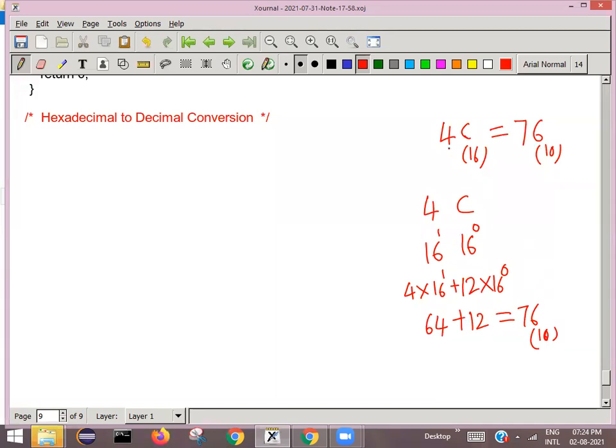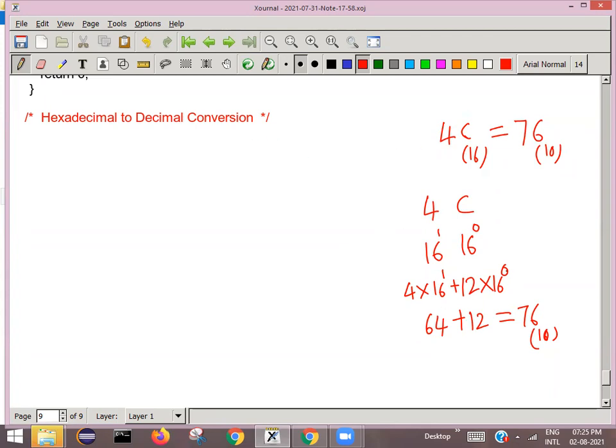Here you can implement the same logic as we did. The only thing is we need to store the hexadecimal number as a string in a character array. That is the only change. In previous programs, conversion of octal to decimal, we directly stored the number. But here the hexadecimal number contains both alphabets and numerals, so we need to store it as a string. Is it clear?